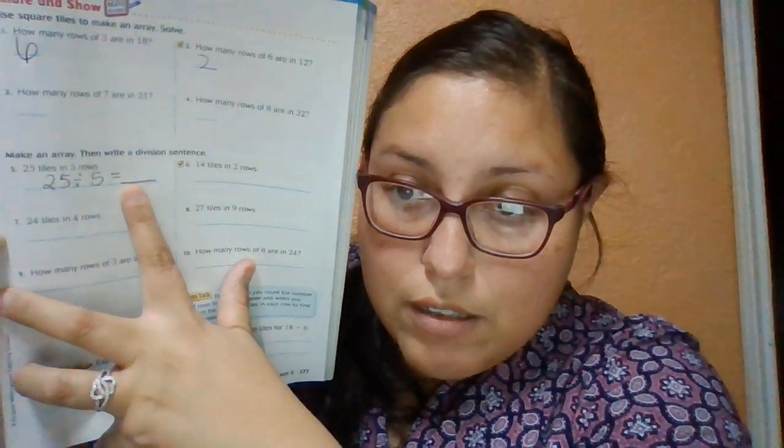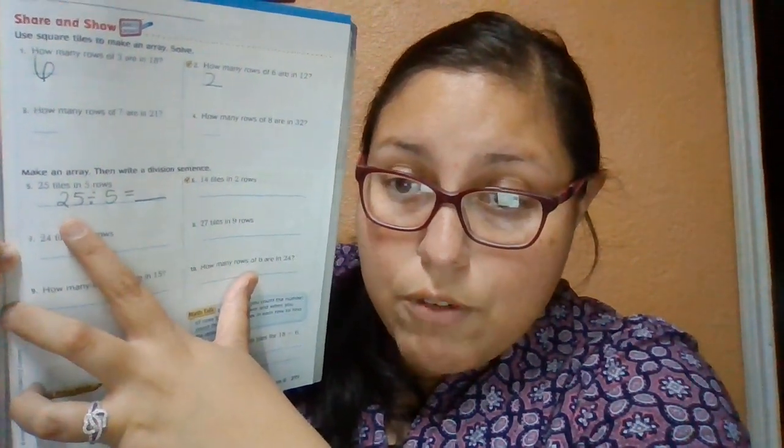You're going to write 25 divided by how many rows? 5. So you're going to put 25 divided by 5 equals, and then you put your answer. Draw your tiles, draw your squares so you can find your answer easily. So make 5 rows. So you're going to count 25 divided by 5.